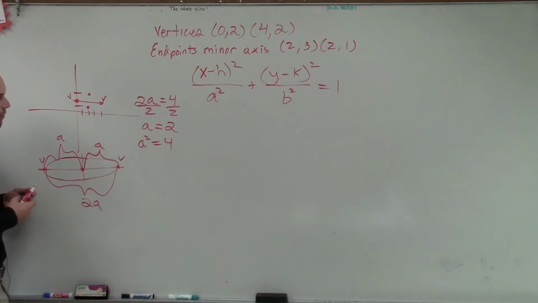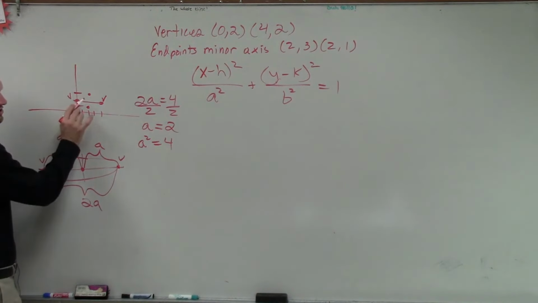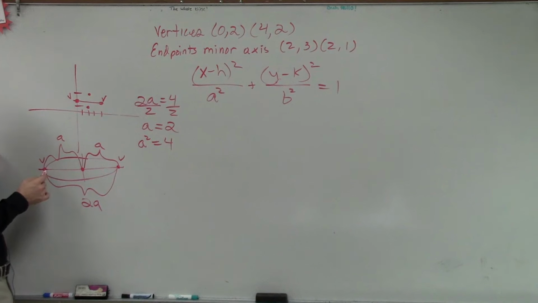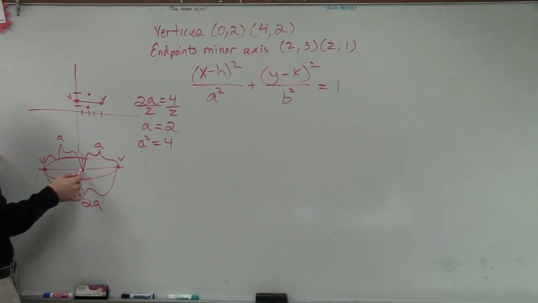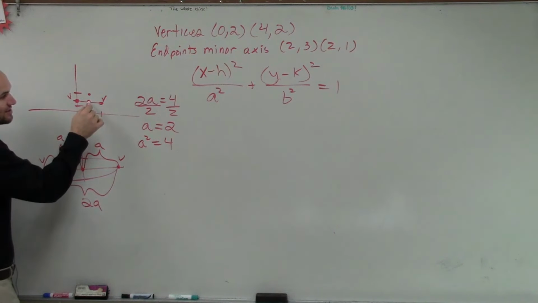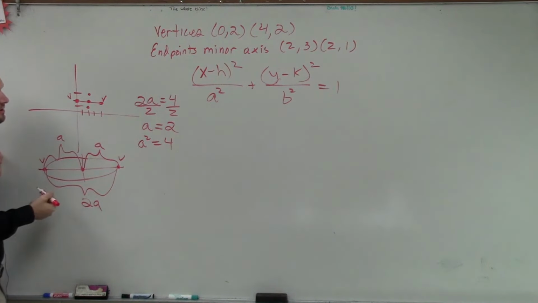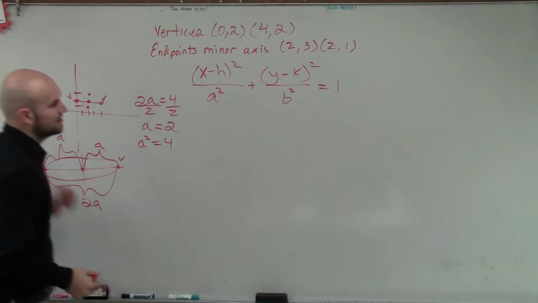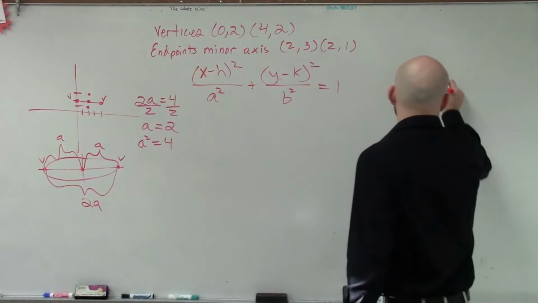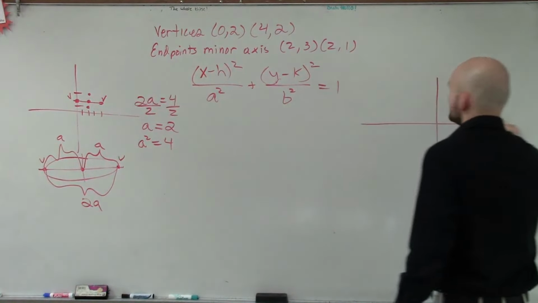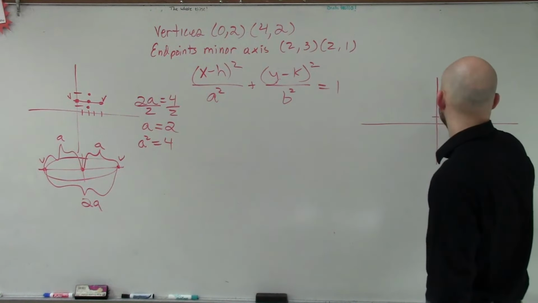What's important about that is if I know that A is 2, that means if I travel 2 units from the vertex, where do I go to? The center, which is going to be right around there. All right, not yet. I said the vertices were the ones beyond them. Let's graph this a little bit larger.